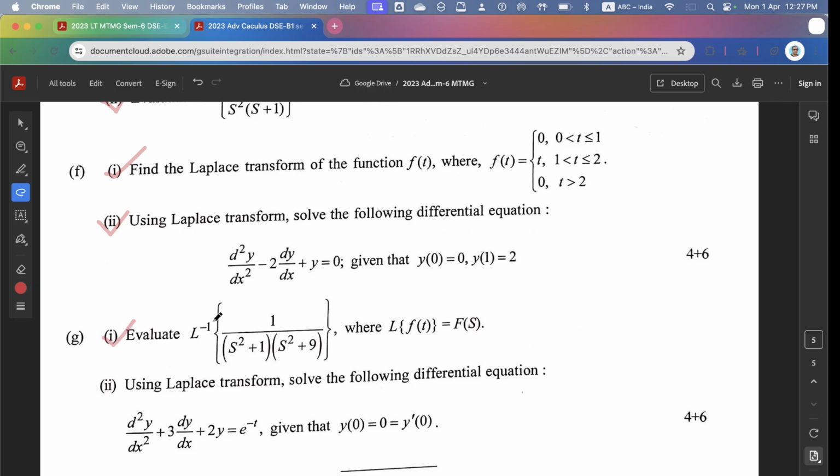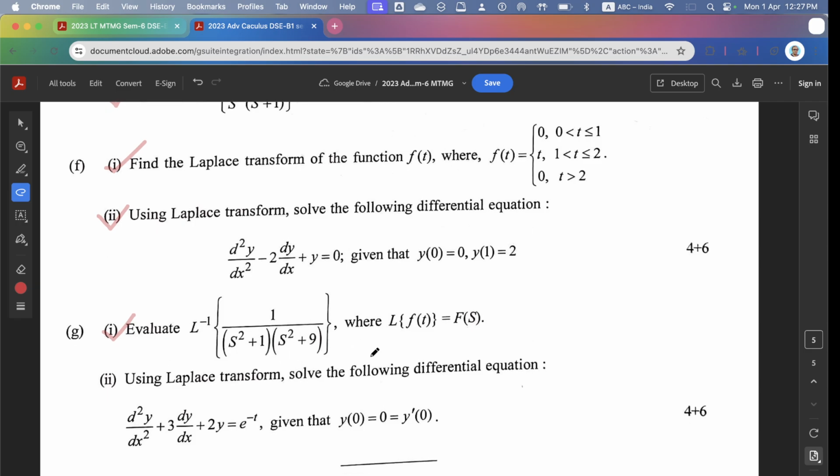Question 3G1. Evaluate L inverse of 1 divided by (s square plus 1) into (s square plus 9).